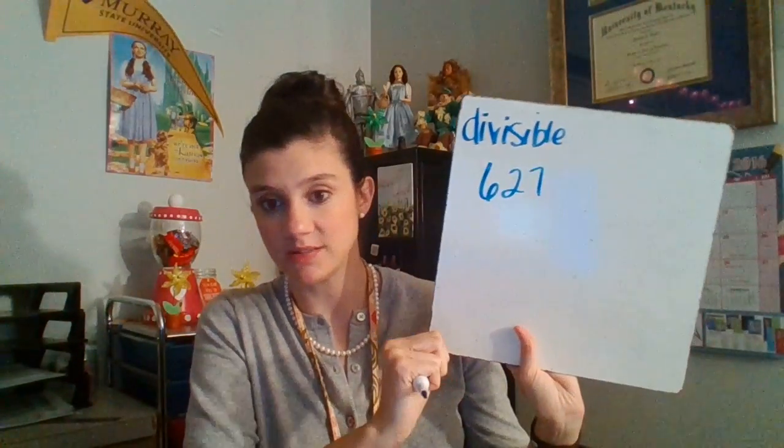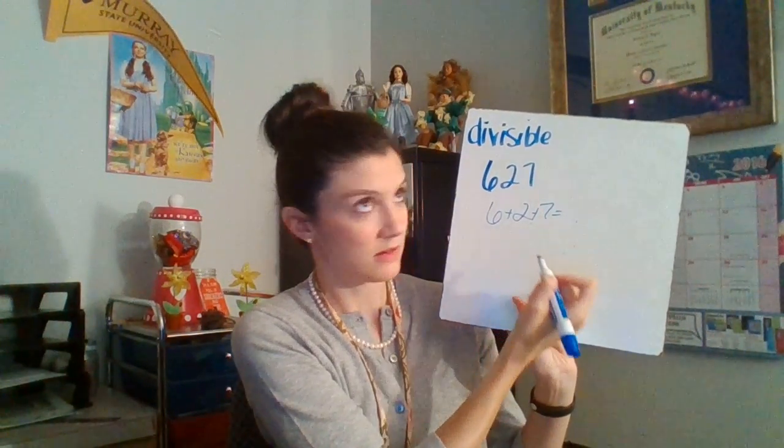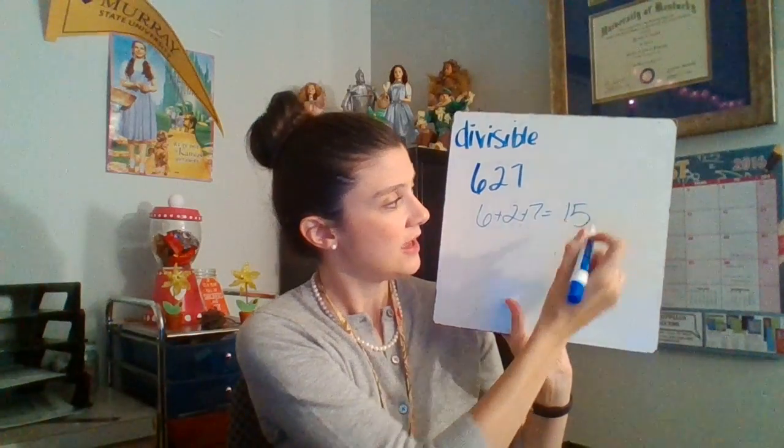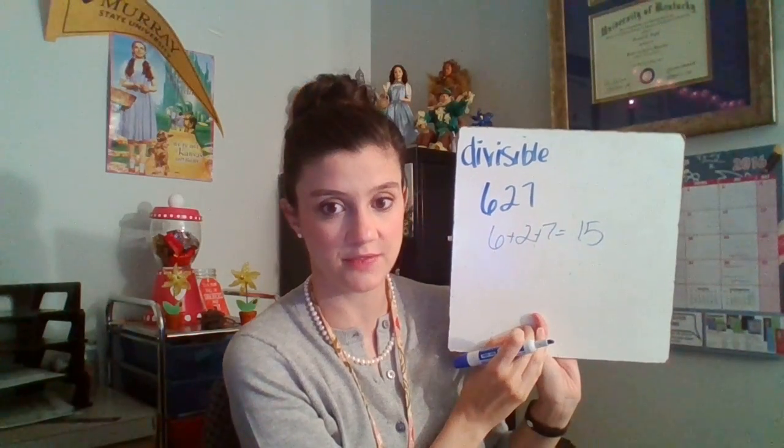The chart there under the classwork is going to have you put an X under the numbers that they're divisible by. So just for example, that first one, 627, it's only divisible by 3. It's not divisible by 2 because it's not even. The sum of its digits, 6 plus 2 plus 7, is 9, 15. 15 is divisible by 3, so this number, 627, is divisible by 3.